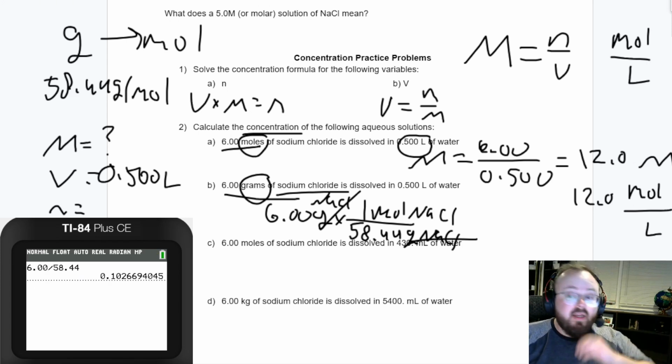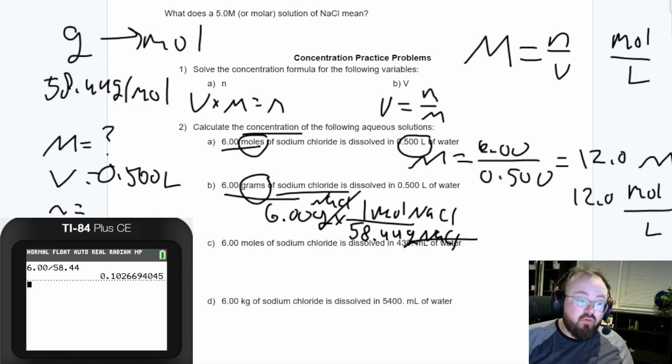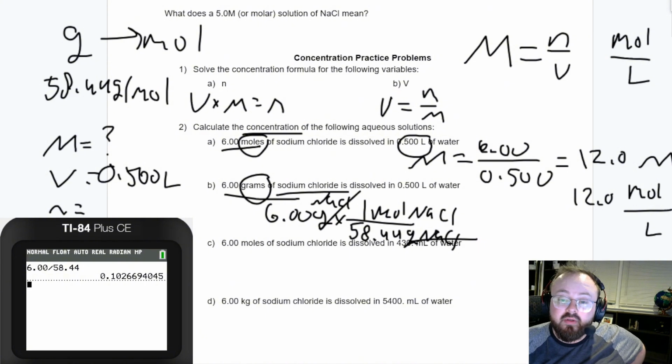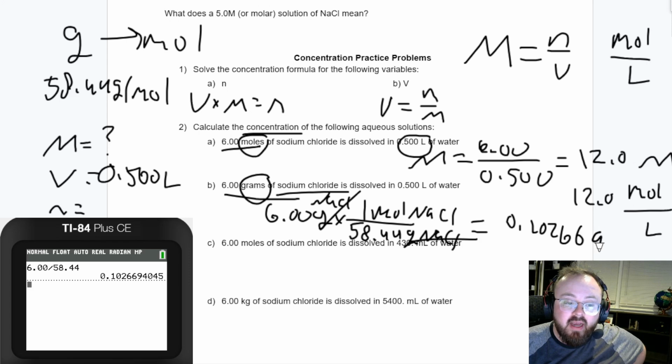Now, when it comes to the significant figures, don't round this yet. We're going to keep this number stored in our calculator, or just keep it in the back of our mind. Realistically, you could write this out here as 0.102669. You don't have to do everything. But we're not going to round yet.